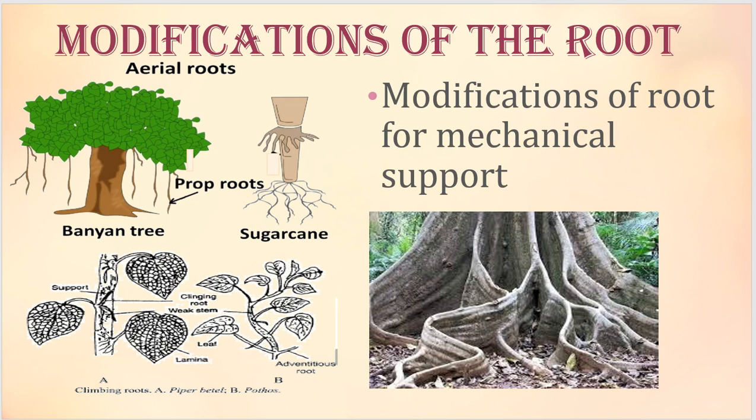Okay, so this climbing root you can see in climbers. So we can learn some examples for climbers. There is pothos, and you can see this kind of root in piper also. Piper is nothing but the piper betel, the betel leaf. Okay, piper betel leaf, and pothos also you can see this climbing root. You can see it even in money plant too, right?